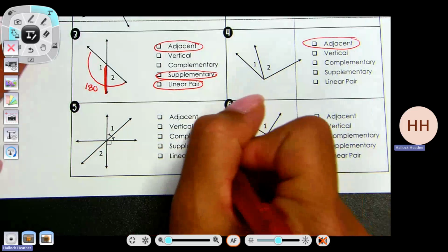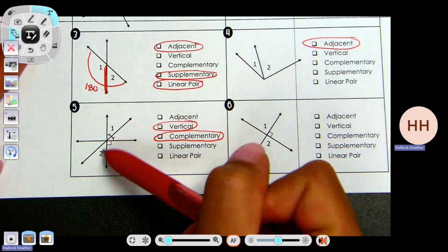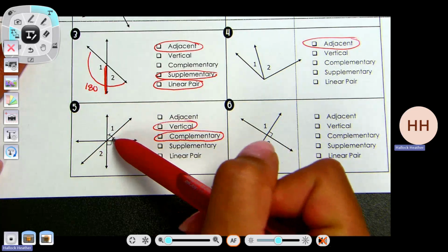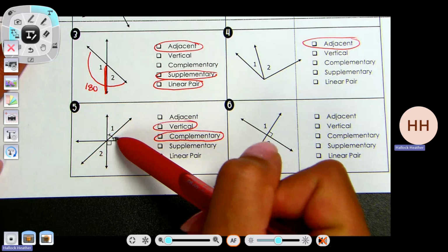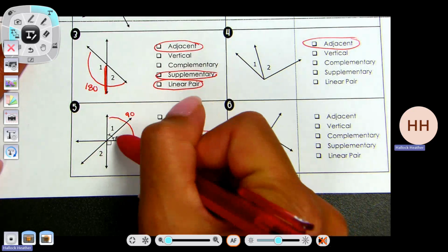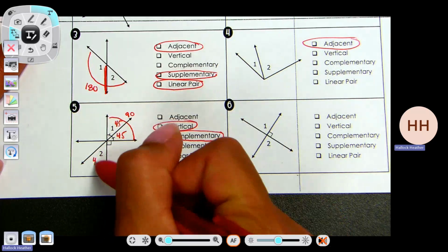They are vertical and they are also complementary because angle 1 and angle 2 are congruent. They're vertical. And then you also know that these two are equal to each other because this is 90. This is also 90 degrees. And because they're congruent, this would have to be 45 and 45, which means this is also 45.